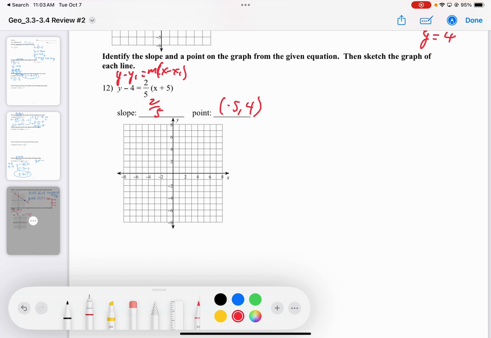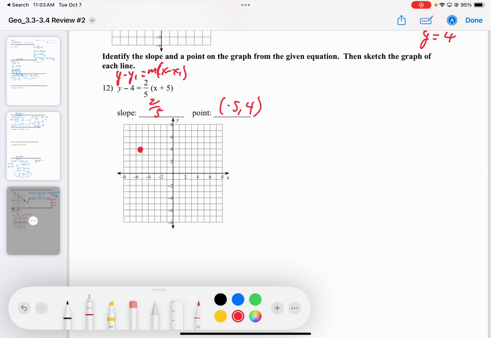All right, now I want to sketch the graph. How do I do that? I don't want you freezing up on the quiz. I got my point, I got a slope. Start at your point and then use your slope. Good, Braden. So my point is -5, 4. So -5, 4 is right over there.